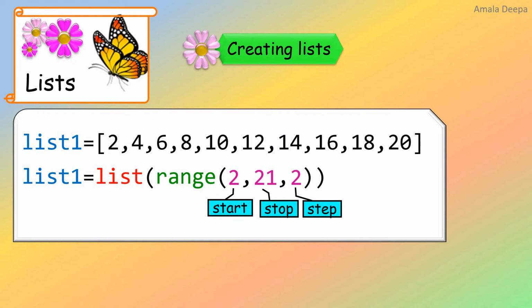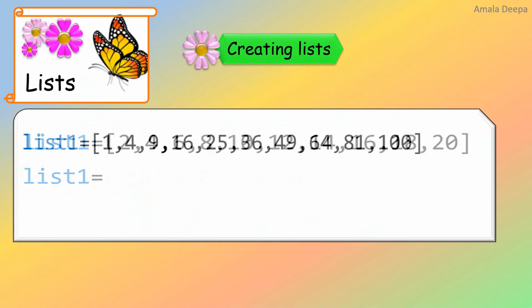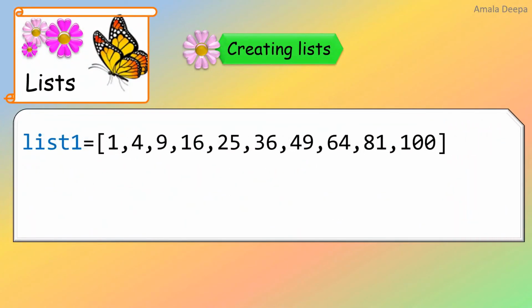So the right way of generating lists with a series of numbers is not the first method but the second method. That is by using the range function. Let us see another example. Look at the values in this list. 1, 4, 9, 16, 25, 36, 49, 64, 81, 100. Can you guess what are these numbers?